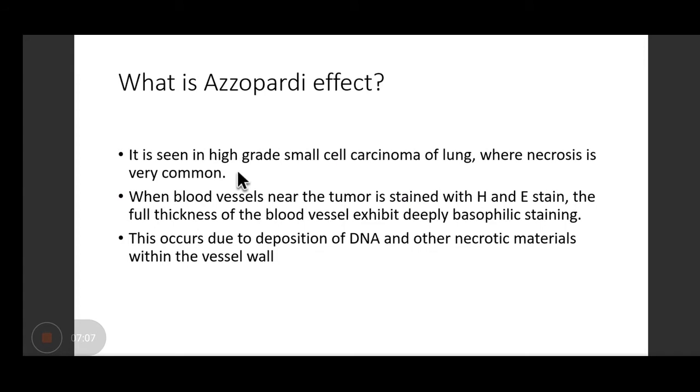Now, what is azopyre effect? This is sometimes asked in your MCQs and maybe in your exam if you're doing well. So it's seen in high-grade small cell carcinoma of lung. Okay. Now, what is it? There are blood vessels near the tumor which we stain with H&E, that is hematoxylin and eosin. So these blood vessels exhibit full thickness basophilic staining. Now, why does this occur? It occurs due to deposition of the DNA and other necrotic materials within the vessel wall of highly growing tumors. Okay, this is azopyre effect.